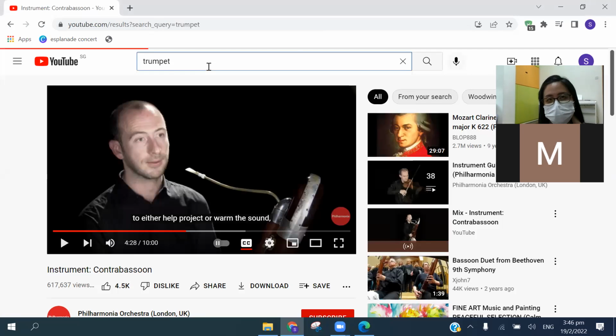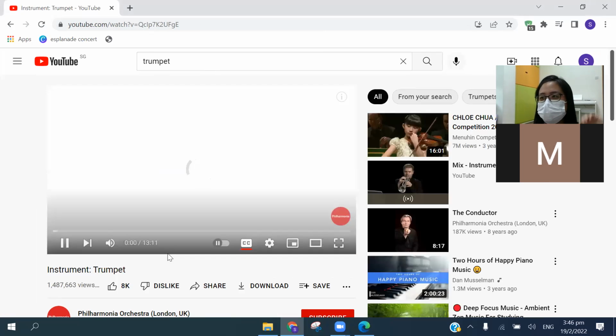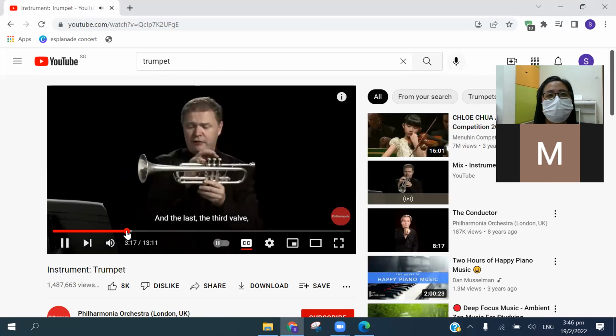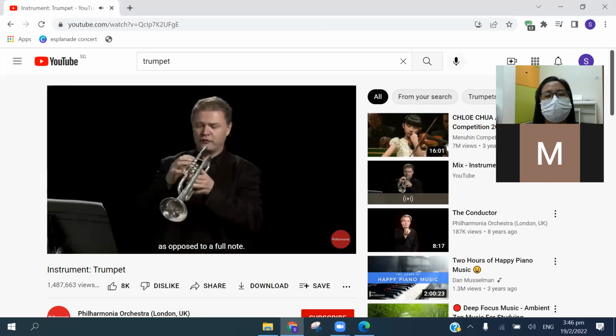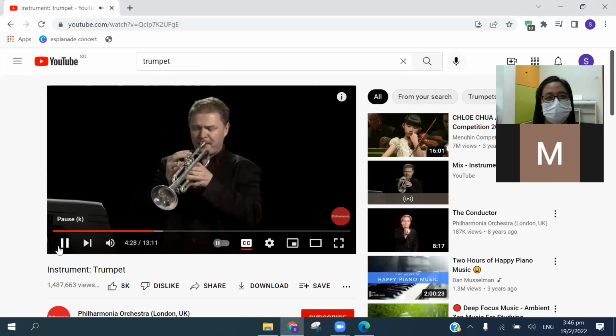Trumpet. Trumpet is this one. When a king is coming, they play this for you. And the third valve has a half valve, as opposed to a full note. Okay, trumpet sounds like this. Trumpet is a transposing instrument. It transposes like how you transpose the clarinet. So it can be a clarinet in E flat, trumpet in E flat, trumpet in anything. But you must remember it's always transposed according to the concert C.